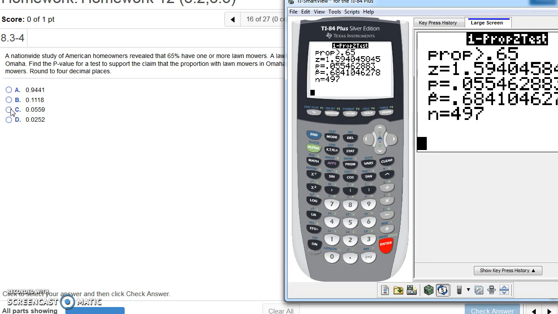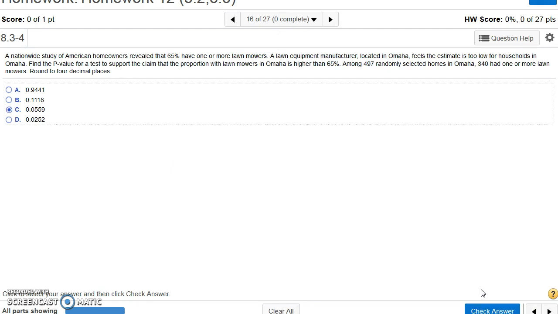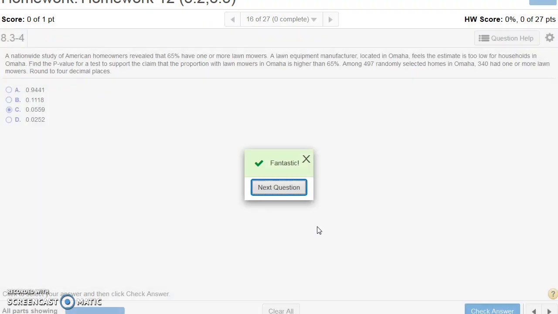So for this one, we're going to pick 0.0559. And that works for us. So again, I'm sorry if this causes any confusion, but just try to pick the one that's closest.